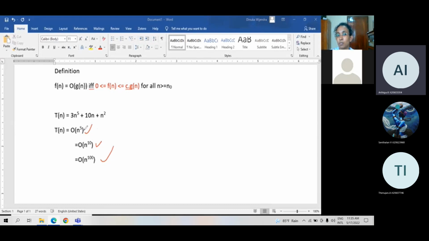But apart from N^5, N^10 is again an upper bound. Comparing to N^5, N^10 is again upper, and big O means upper. So N^10 is also correct. If you think about N^100, N^100 is also upper. So you might be thinking now, in the exam, what is the right answer you can write? Now, don't write all the answers.